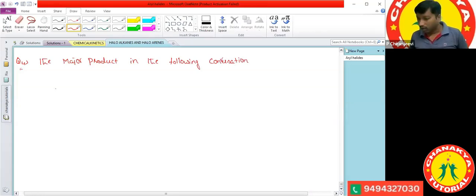Okay, so what they have given here is a structure like this: bond OCH3, bond CH double bond CH bond CH3, in presence of HBr. To make you confused, they have given excess of HBr and heat, with a question mark. Options.